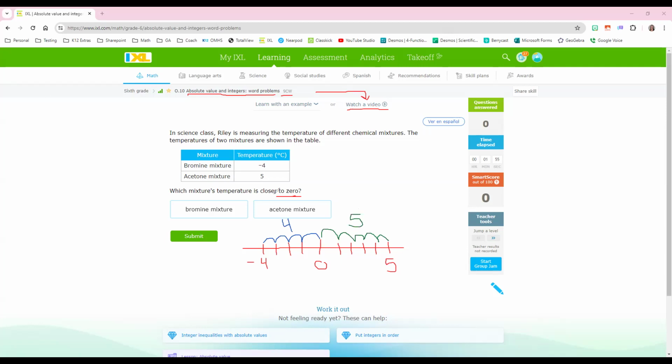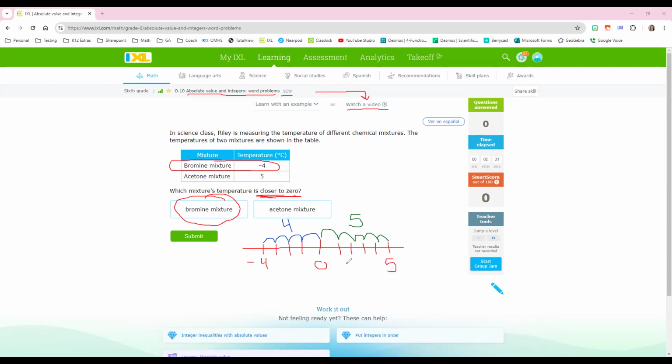Well, if we want to know the one that's closer to 0, that would be 4 because 4 is a smaller number. It's less of a distance. Therefore, this 4 is closer to 0, and that matches with our bromine mixture. So that would be our answer.